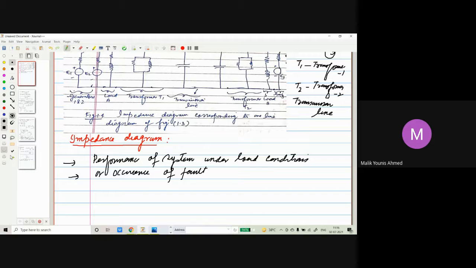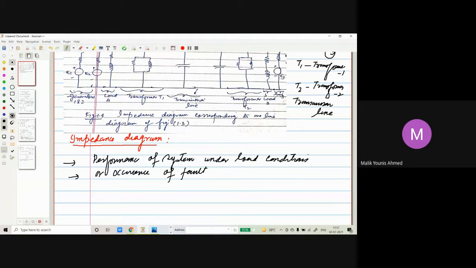So I will again repeat. In order to calculate the performance of the system under load conditions or whenever the fault occurs in the power system, single line diagram is used to draw what? To draw the single phase equivalent circuits of the system that combines the equivalent circuits of the various components, which is shown in the figure number 2. That means second figure I have shown here that shows it.